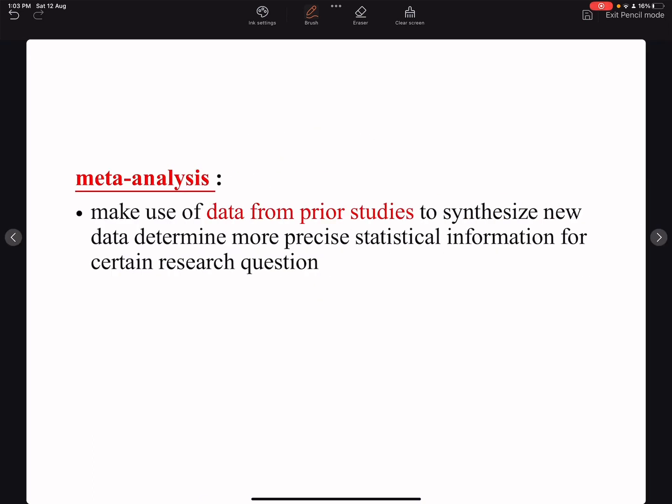So the meta-analysis makes use of data from prior studies to synthesize new data, determining more precise statistical information for a certain research question. So the most important thing in the meta-analysis is that we are going to use data from previous studies and reuse it and do an analytical study again. So we are going to analyze the data from previous studies.